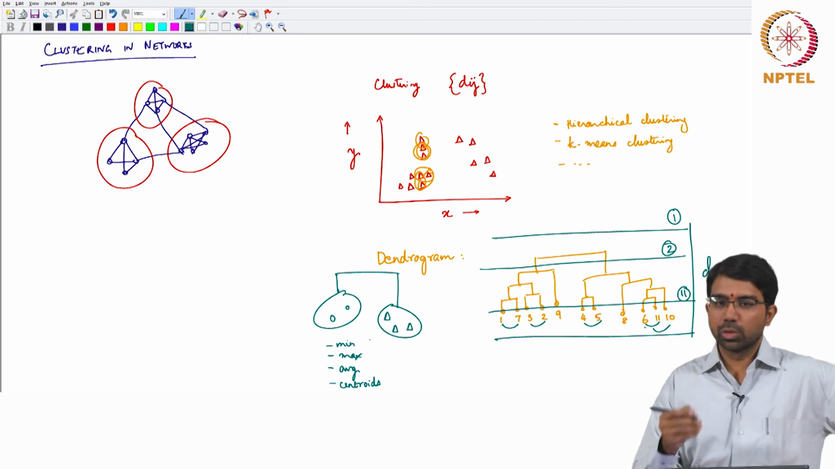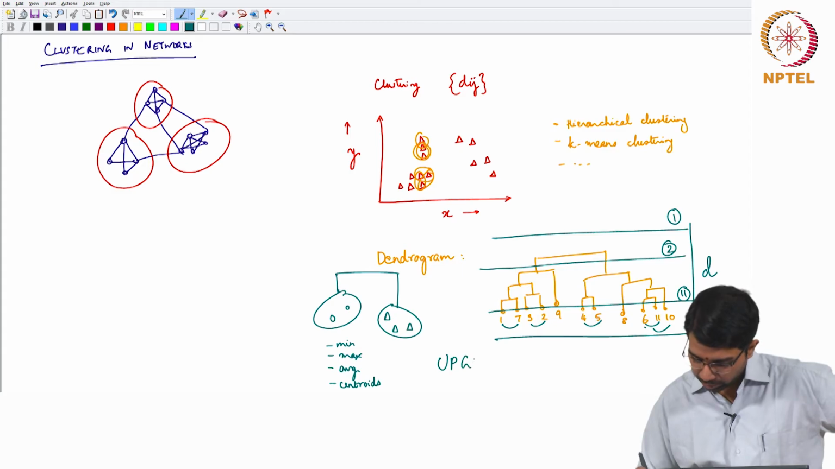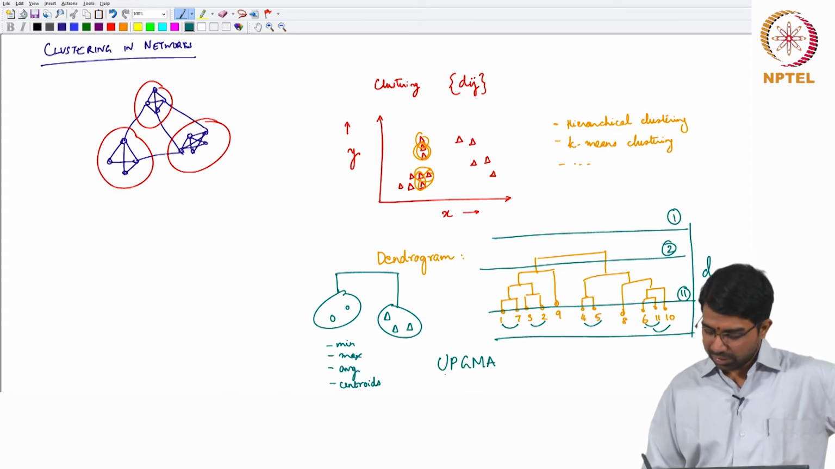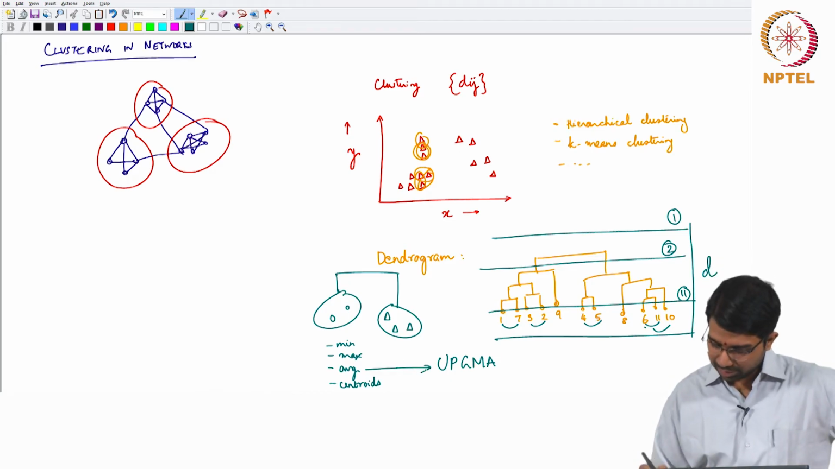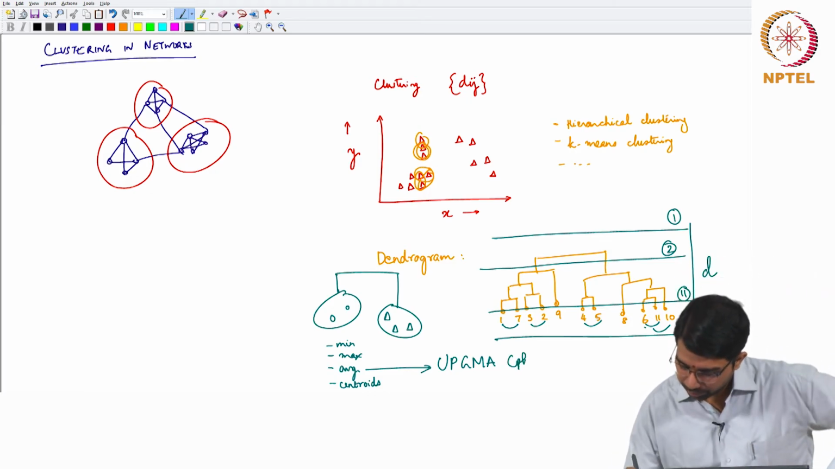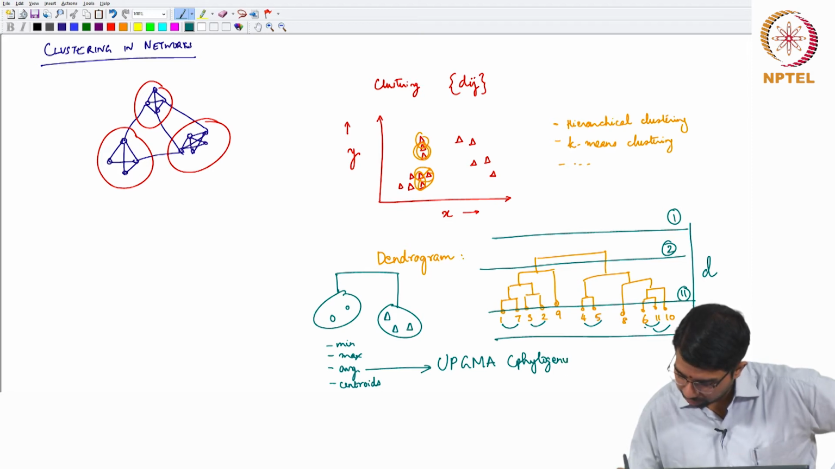For those of you who have studied bioinformatics before, you may be familiar with this term. This basically means unweighted pair group mean average, which is nothing but this. This is used in phylogeny or phylogenetic tree construction.